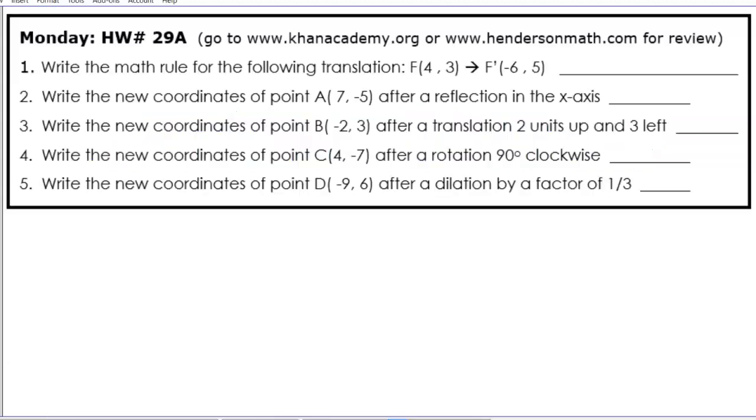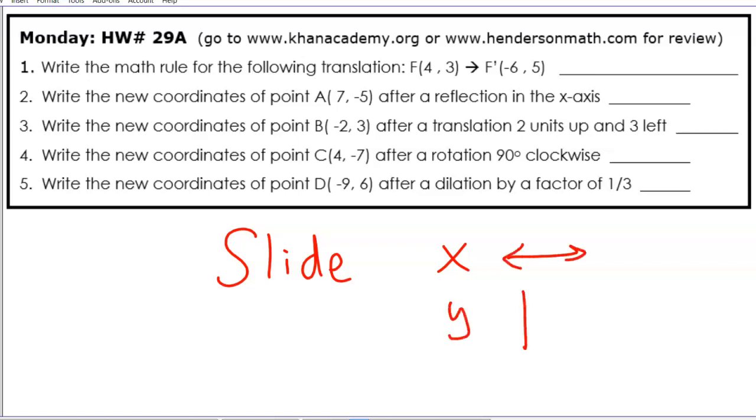Let's take a look at the questions on homework number 29. This has to do with our unit on transformations. The first one asks you to write the math rule for the following translation. Remember, a translation is a slide. You can slide left or right, that's along the x-axis, or you can slide up or down, that's along the y-axis.